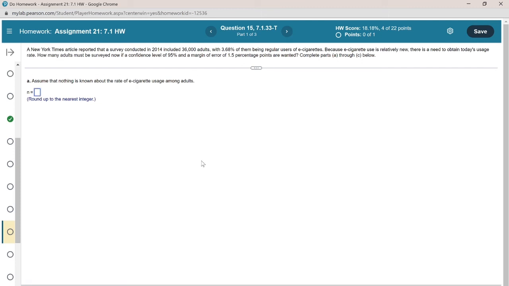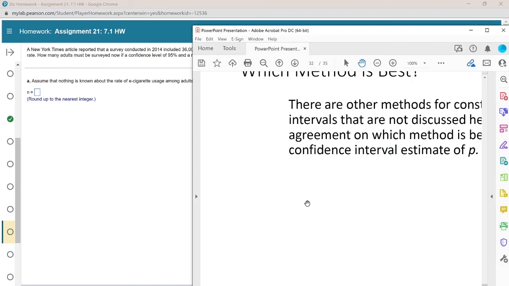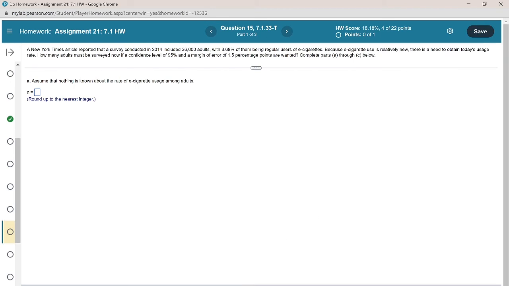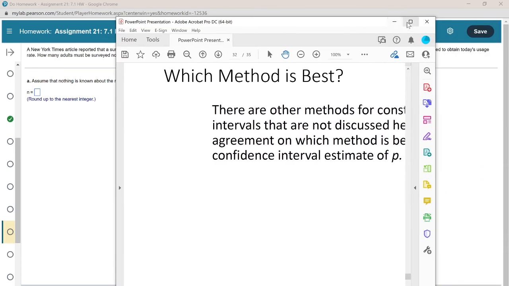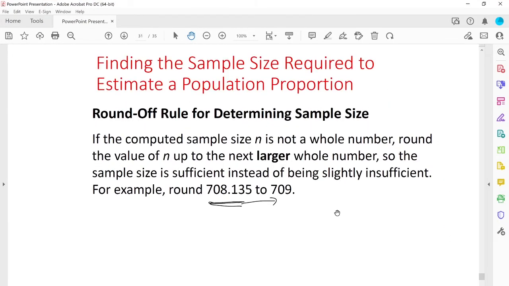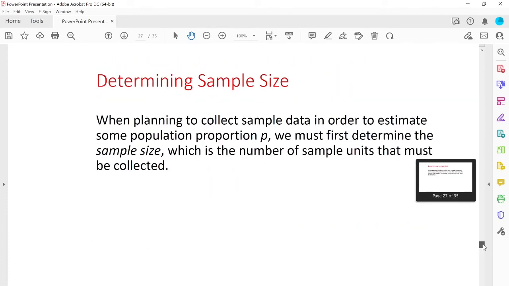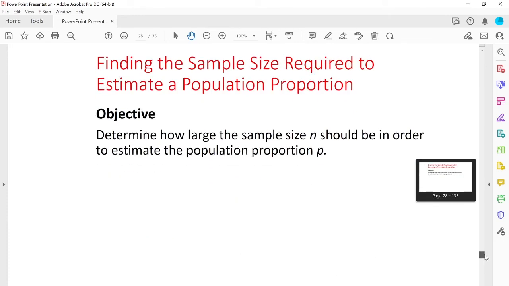So here we need to find out the sample size. In this first case, assume that nothing is known about the rate of e-cigarette usage among the adults. So for this one, if you go back and check your notes, there are two formulas we can use for finding the sample size.